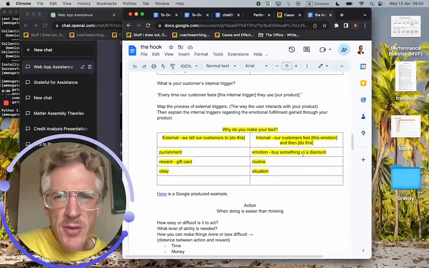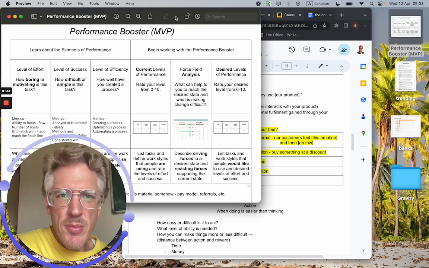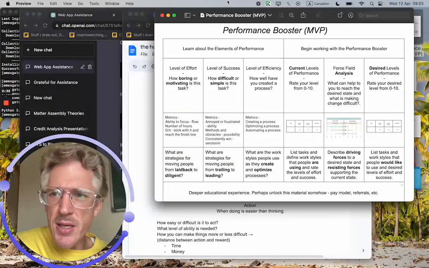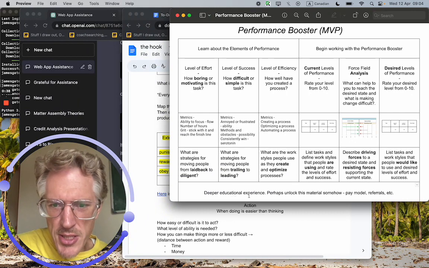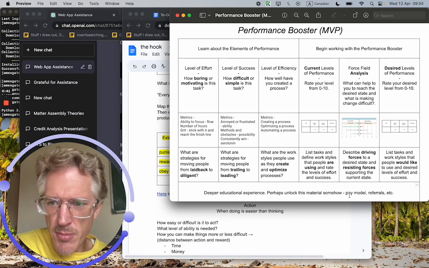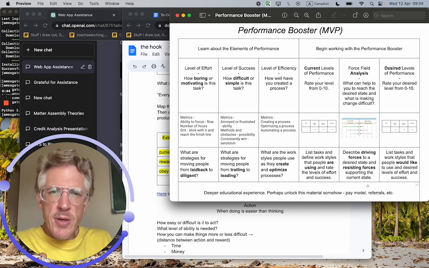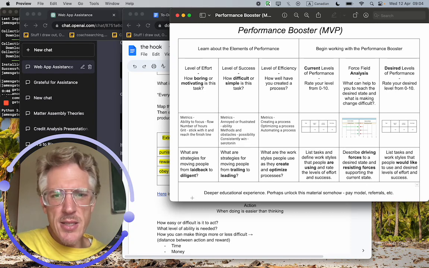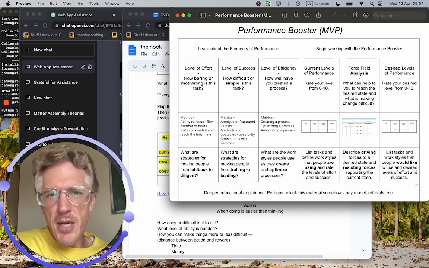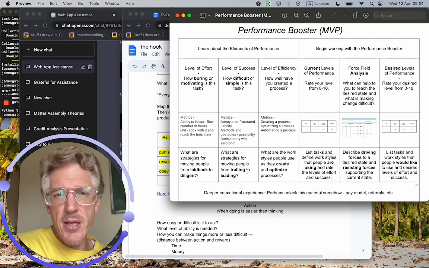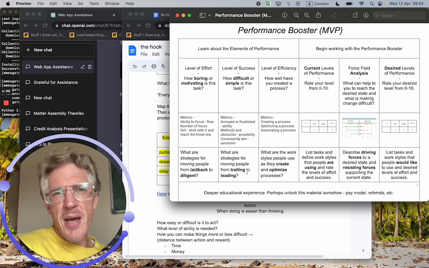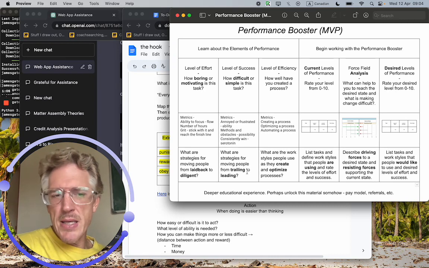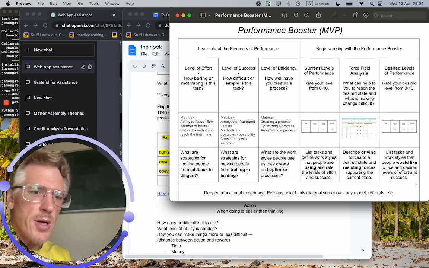When I told you about this performance booster, remember I was talking about this idea that there's going to be some deeper educational experience, perhaps unlock this material somehow, pay model, referrals, etc. At this point, everybody realizes that what I'm building right now is not actually the web application. It's the lead magnet. Thank you, Pasquale, for teaching me about lead magnets.